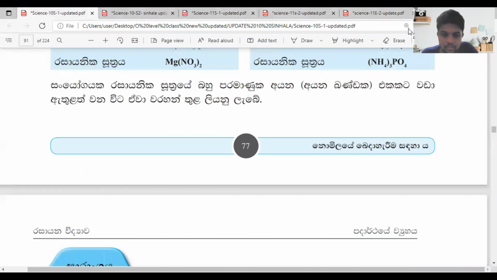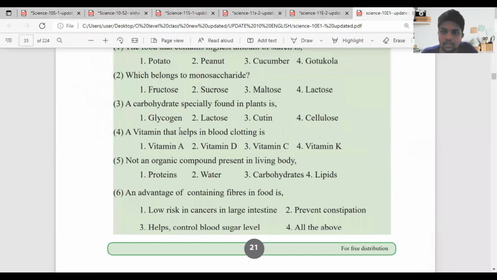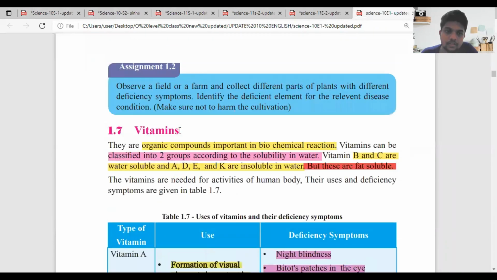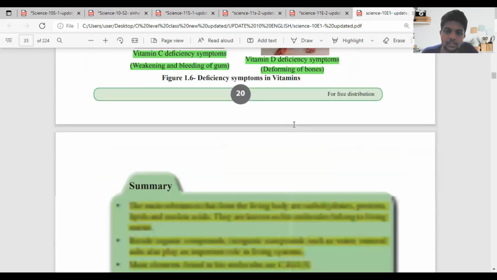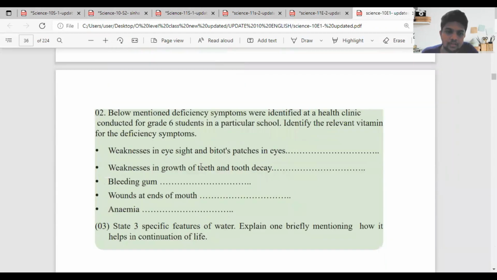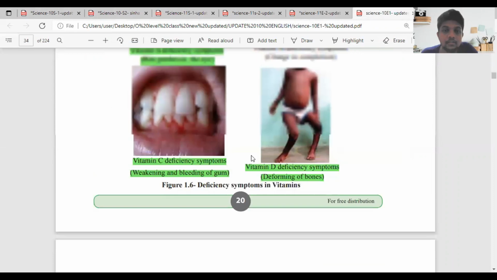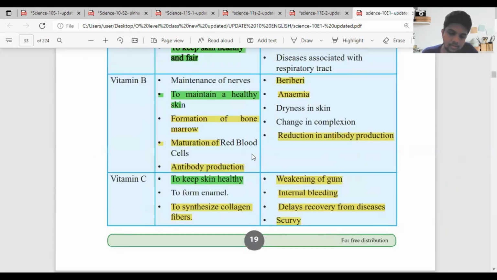Yeah, where is our PDF? Yeah, can you see it? Yeah, no, it is visible. Yeah, the one that they are asking is here. The question: weakness in growth of teeth and tooth decay. Tooth decay.